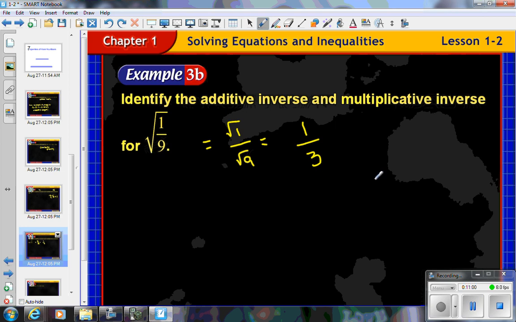Now I'm going to find the additive inverse. So if I wanted to get a 0, I'm going to have to add a -1/3. That's the additive inverse. For the multiplicative inverse, remember we want to get a 1. If I want to get a 1, then I have to multiply by 3. So 3 is the multiplicative inverse.